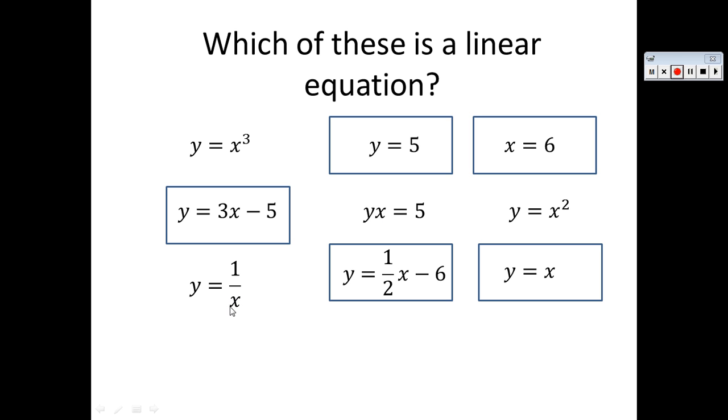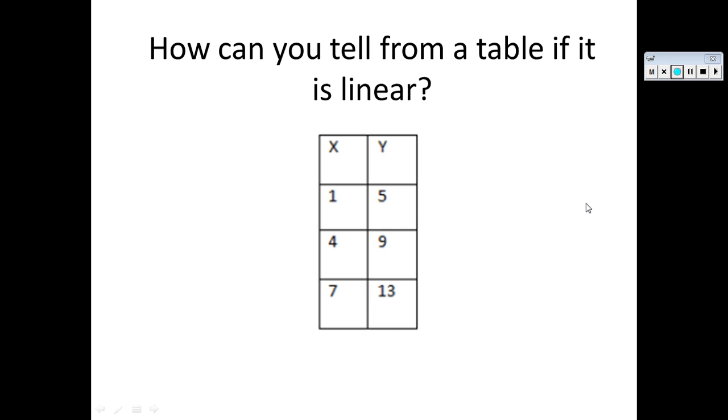And here you have a variable in the denominator. I could also multiply both sides by x to get x out of the denominator, but then on the left I'd be multiplying my variables together. So that is why those 4 are not linear equations.